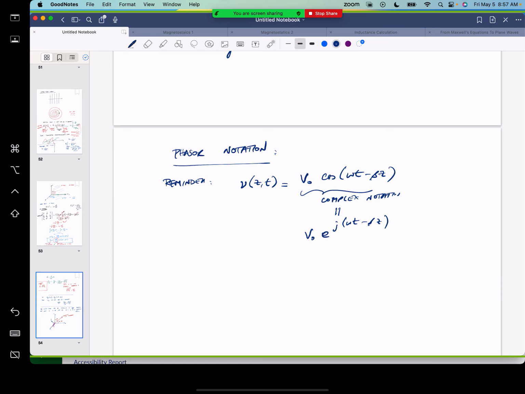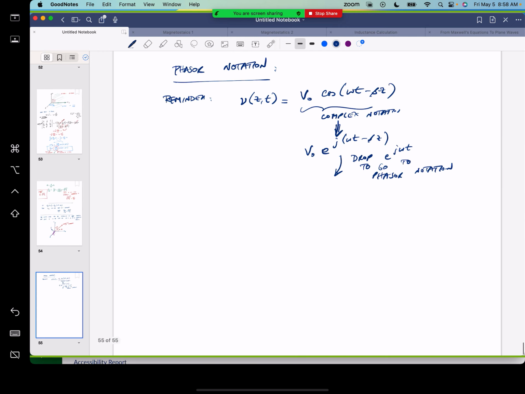So that's going from here to here, and then to go from the complex notation to phasor notation, I'm gonna drop the e to the j omega t. The whole idea behind this phasor notation was that we're not really messing around with e to the j omega t much, it's just sort of a fact of the electromagnetic wave. When we're looking at vectors, taking derivatives, all these things, we're not really messing with the e to the j omega t part, so we can drop it at the beginning of the calculations and add it back at the end. That was the whole idea for the phasor notation. So we can drop that and end up with V sub zero e to the minus j beta z.